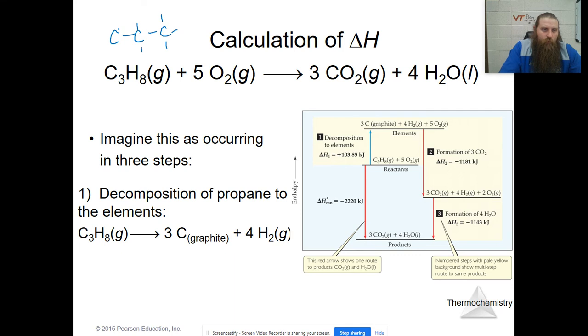1, 2, 3, 4, 5, 6, 7, 8. Yep, there we go. Propane. Okay. So we're going to burn some propane. Oh, there it is right there.